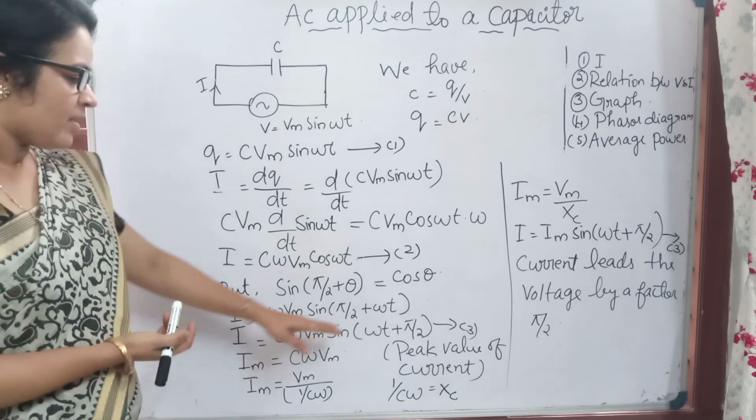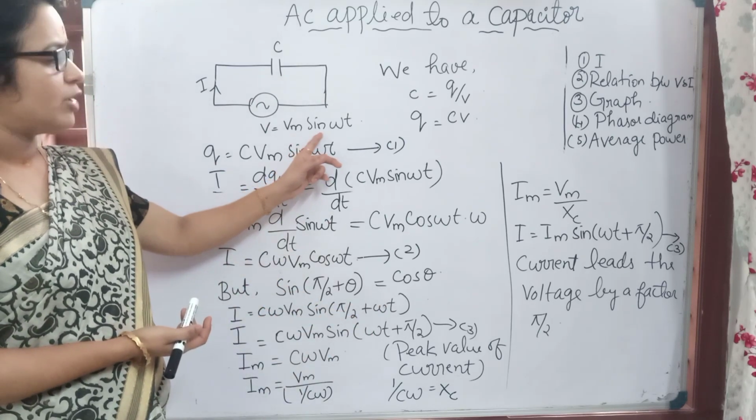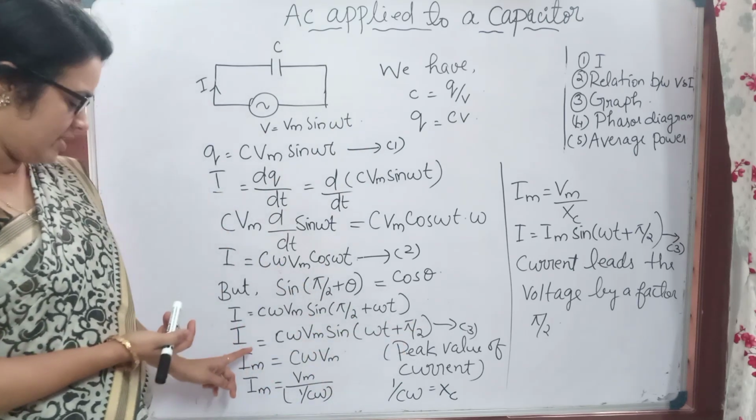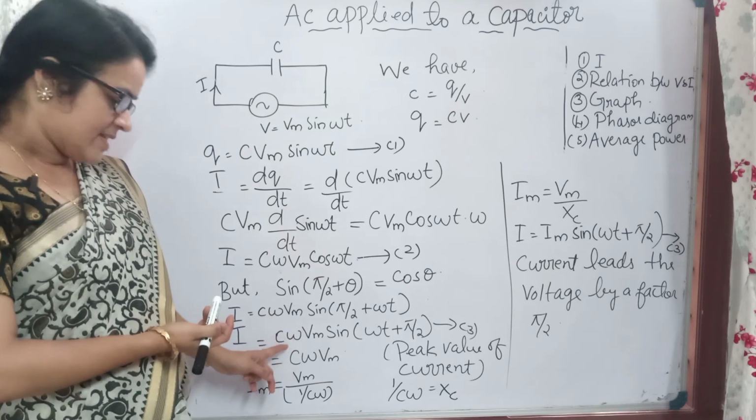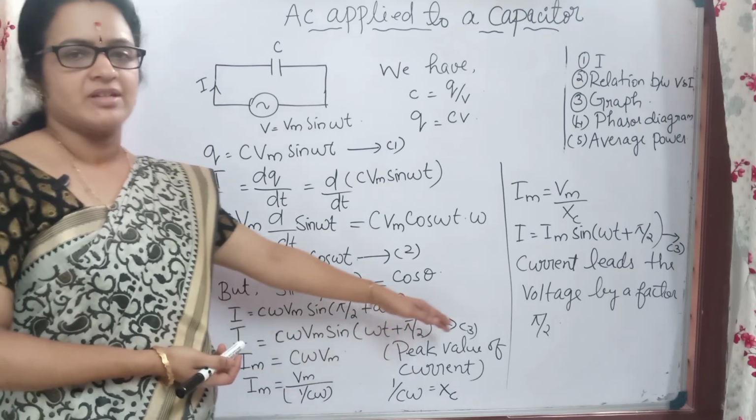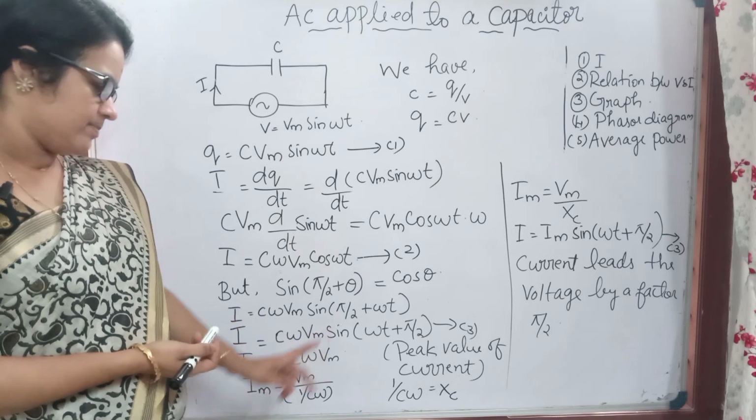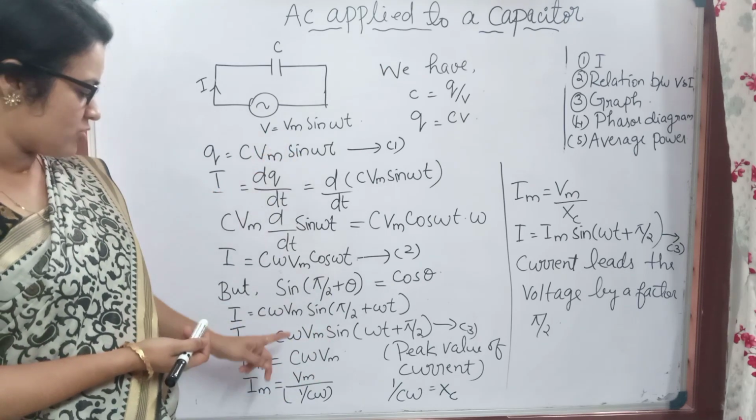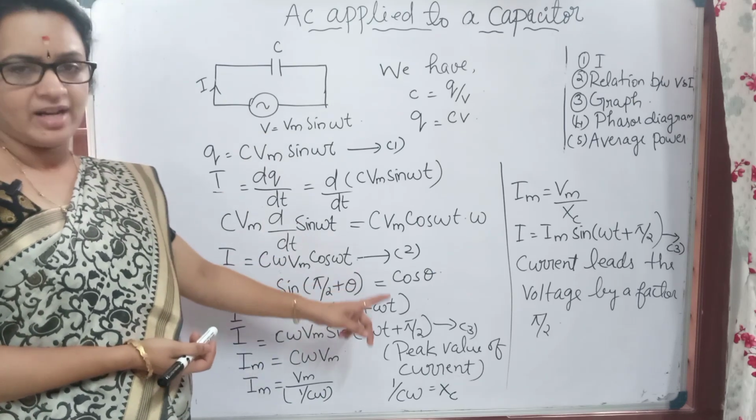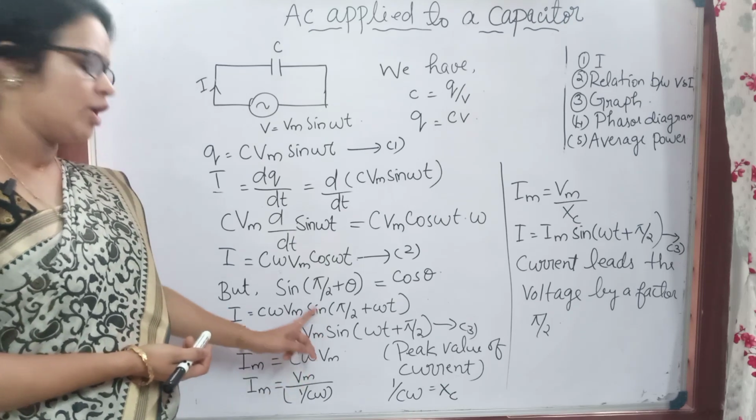Now we can just rearrange this equation in the form of sin omega t, so we can write it as sin of omega t plus pi by 2. So the equation for current is I is equal to C omega Vm into sin of omega t plus pi by 2. This can be written as the third equation. Now when we compare these two, the current is I is equal to Im sin omega t form, so instead of Im we have C omega Vm. So this is the peak value of current.